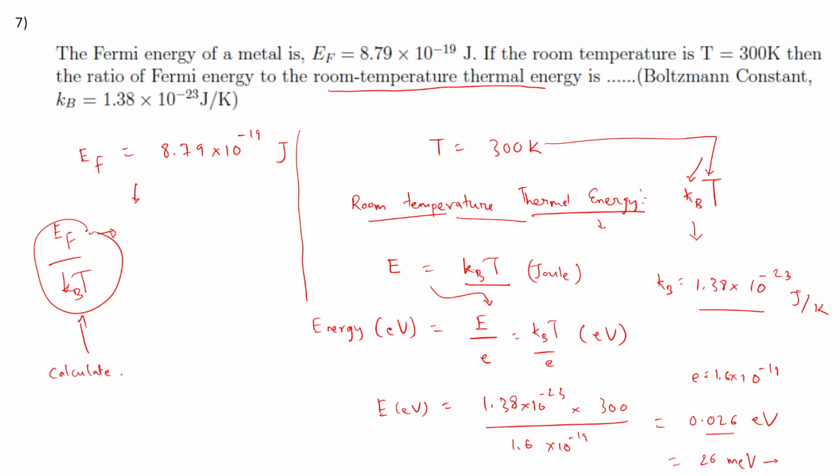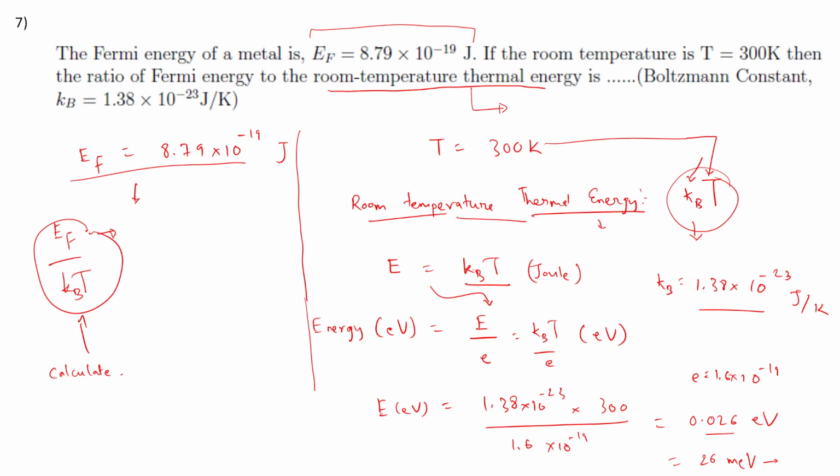It is kBT. There are two different quantities here. For a metal, the Fermi energy is a material property, the property of the metal. It has been given. Room temperature thermal energy is a different quantity. It is not related to the metal. So you have to find the ratio of EF and the room temperature thermal energy. So you have to find the room temperature thermal energy. How do you find that? It is just this expression.